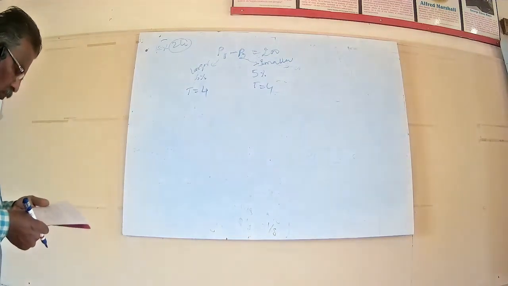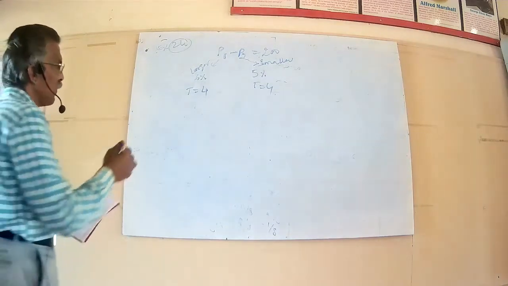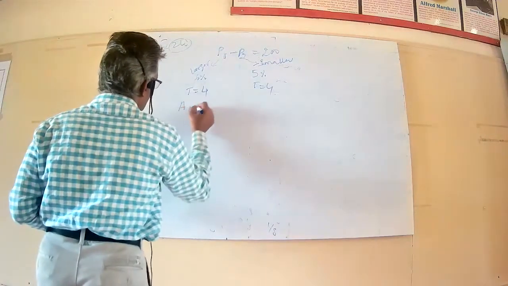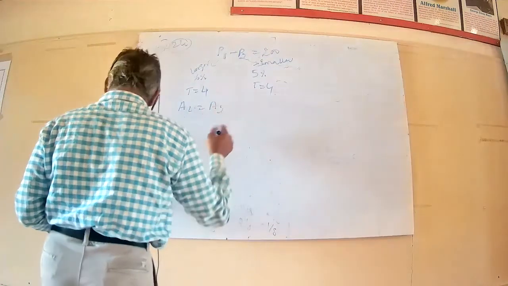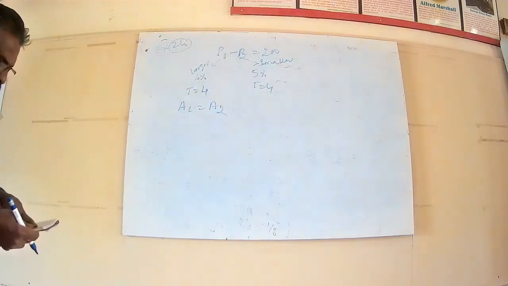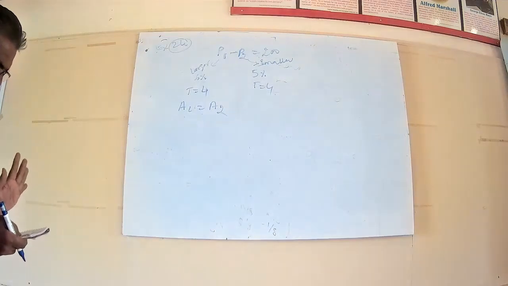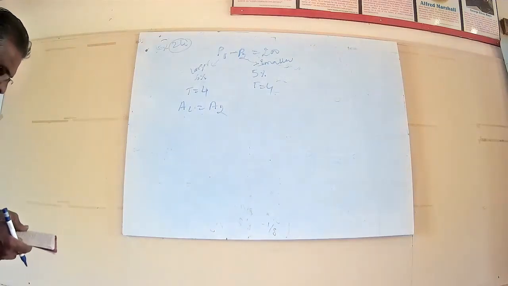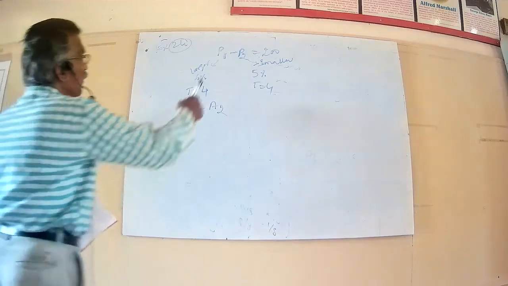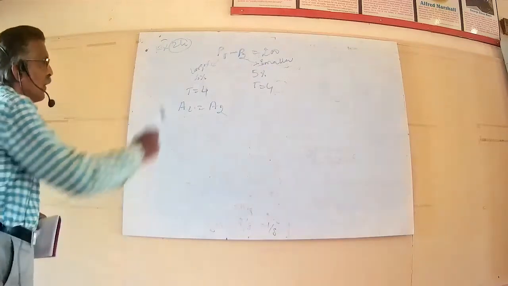If the amounts received from both loans are the same, that is A1 equal to A2 after 4 years. At the end of 4 years, if amounts recovered from both loans are the same, find the sums lent out. Let P1 be the larger sum and P2 the smaller sum.